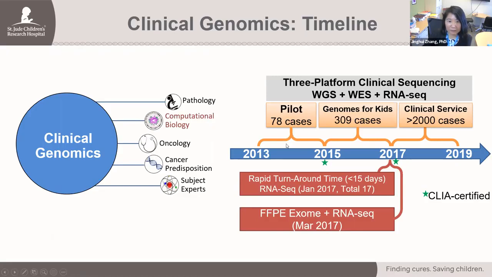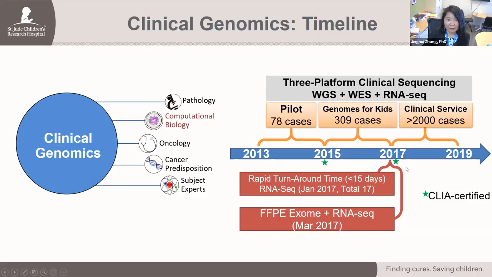So we actually started the work in 2013 to develop a computational pipeline that enables integration of the data from all these 3 platforms. In 2015, we launched the Genome for Kids protocol. This is when we started to analyze real patient data to look into the feasibility of applying these approaches to patients.